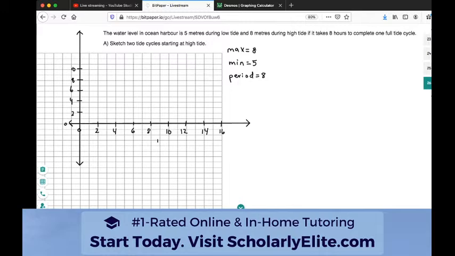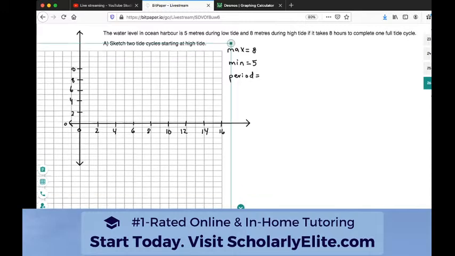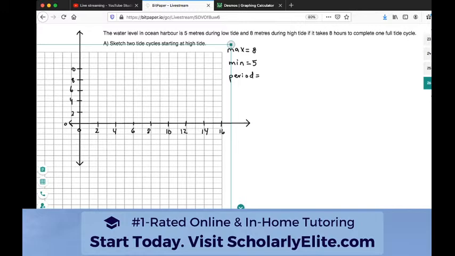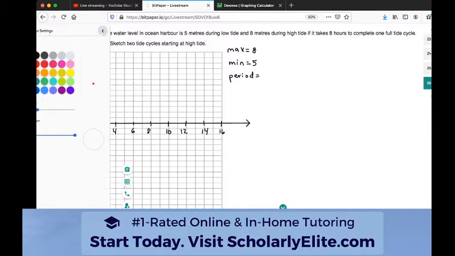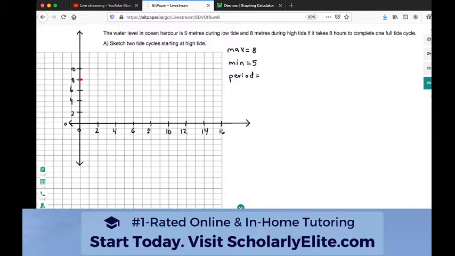And they want us to start at high tide. Oh my gosh, what am I doing? They want us to start at the high tide, you guys, which is cool. That's fine. So at time equals 0, we're starting at 8. And let me use a different color to make this a little bit more obvious. So there's that. We're starting at 8.